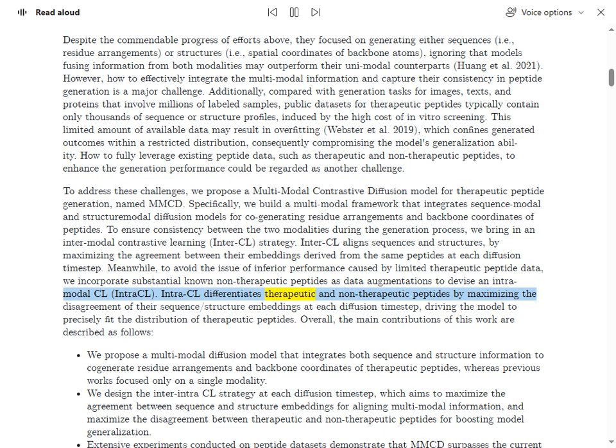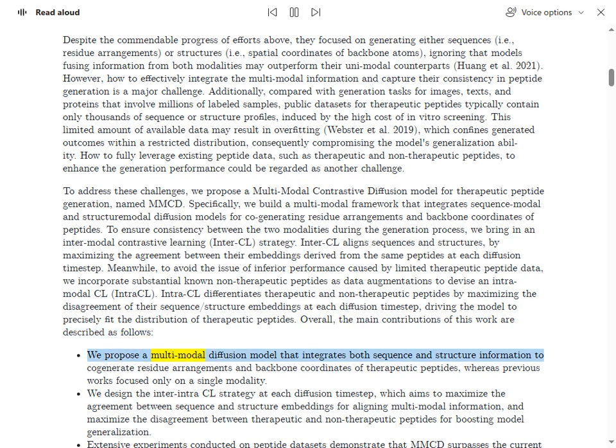InterCL differentiates therapeutic and non-therapeutic peptides by maximizing the disagreement of their sequence/structure embeddings at each diffusion time step, driving the model to precisely fit the distribution of therapeutic peptides. Overall, the main contributions of this work are described as follows.